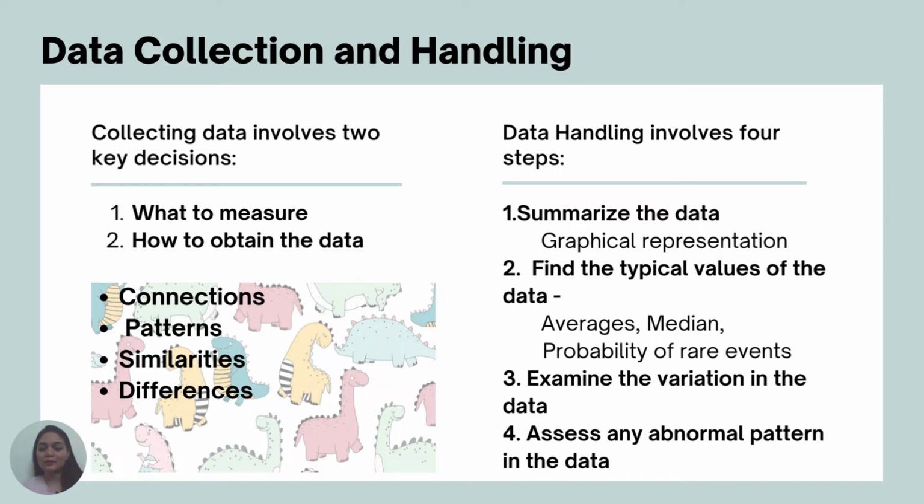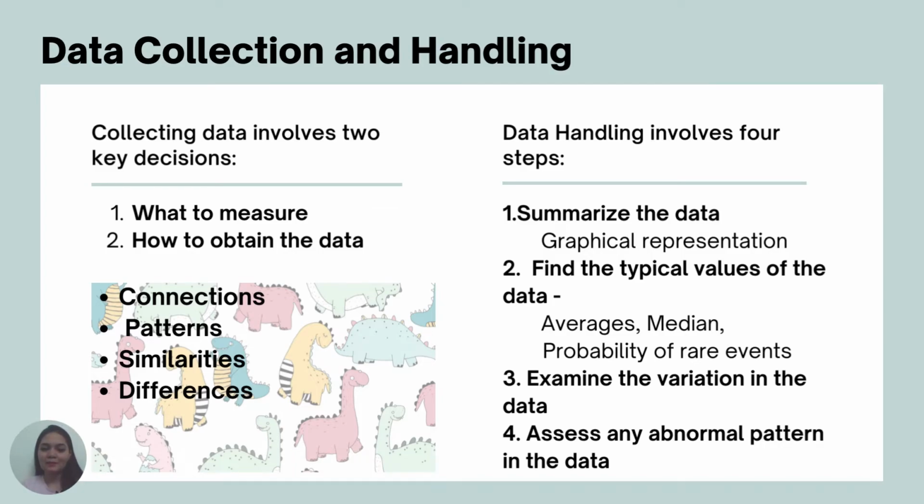Second step would be to find the typical values of the data, such as averages, median, or probability of rare events. Next, we need to examine the variation in the data. Analyzing the variation gives us a very good insight on how data is different from the adjacent observations.